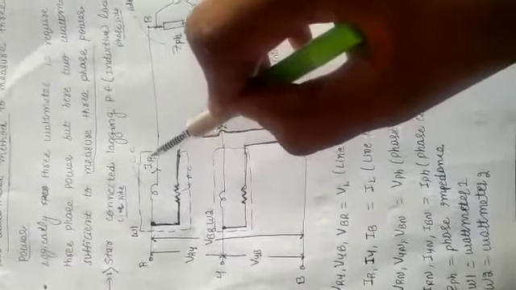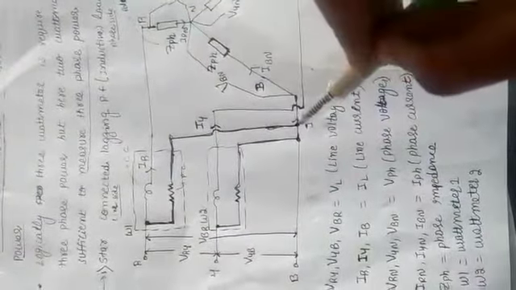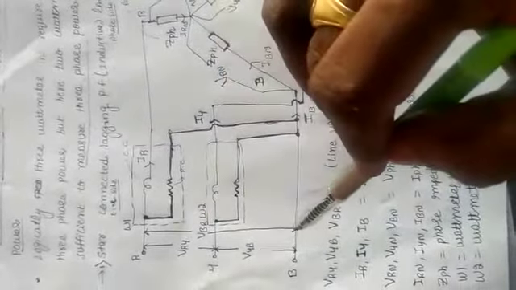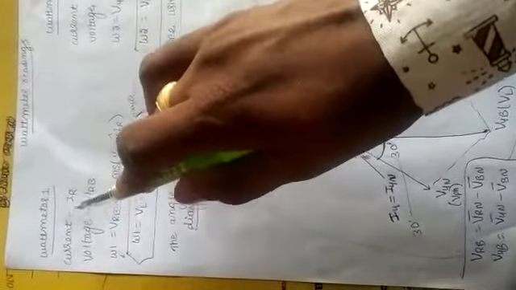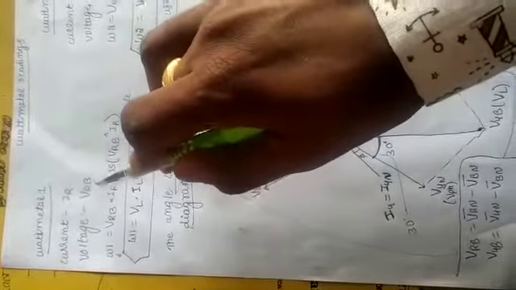So now consider wattmeter 1. In wattmeter 1 you have the current coil as well as the pressure coil. The current coil senses the current IR, and the pressure coil senses the voltage from here to here, that is VRB and IR. That's what I have written here. Wattmeter 1 readings: current is IR, voltage is VRB.